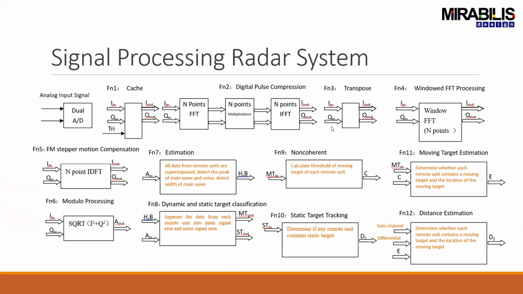So the main goal of this particular signal processing radar system is to estimate the moving target tracking and the static target tracking. So we need to make the estimate for a moving target as well as a static target. So when we are designing it, we'll be looking at the response times, the latency for completing the task.